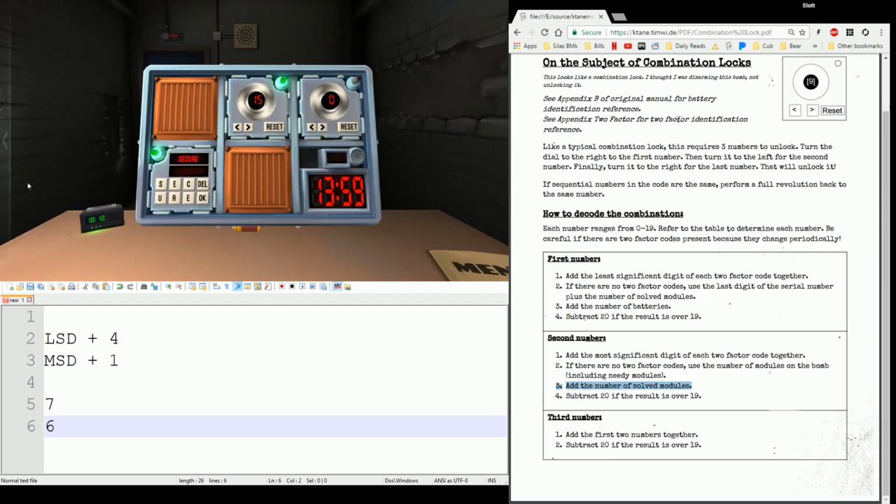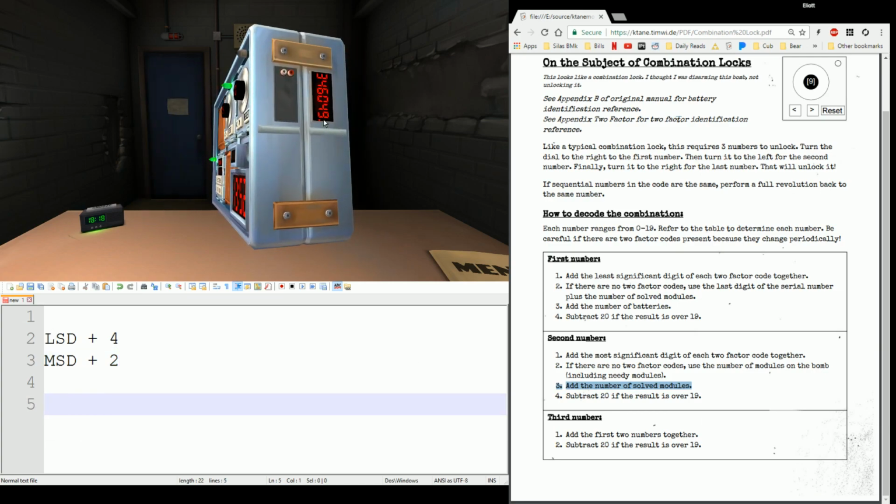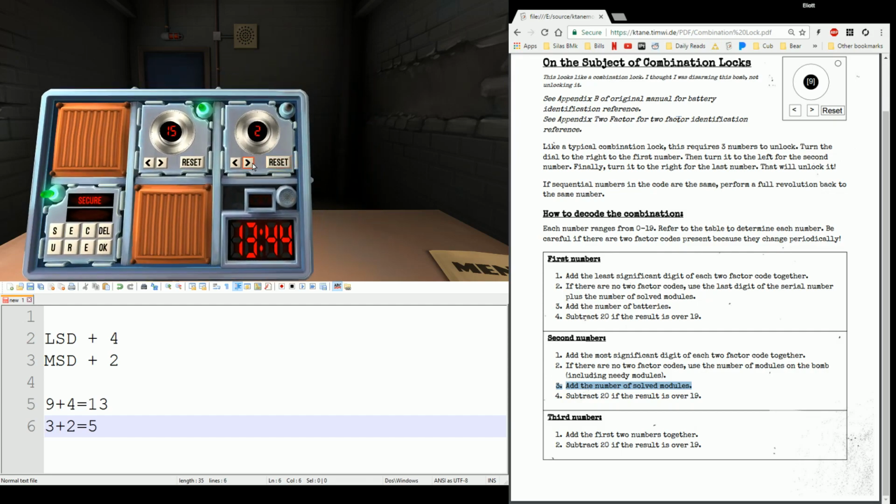There's it changing over. This is going to change because now I have 2 solve modules. My least significant digit is 9, plus 4 is 13. Most significant is 3, plus 2 gives me 5. So we're going to do 13, 5, spin, done.